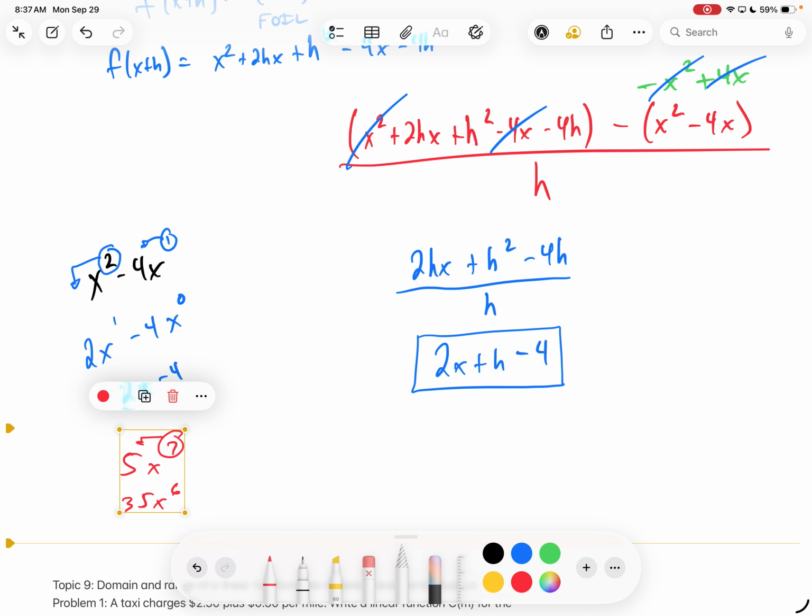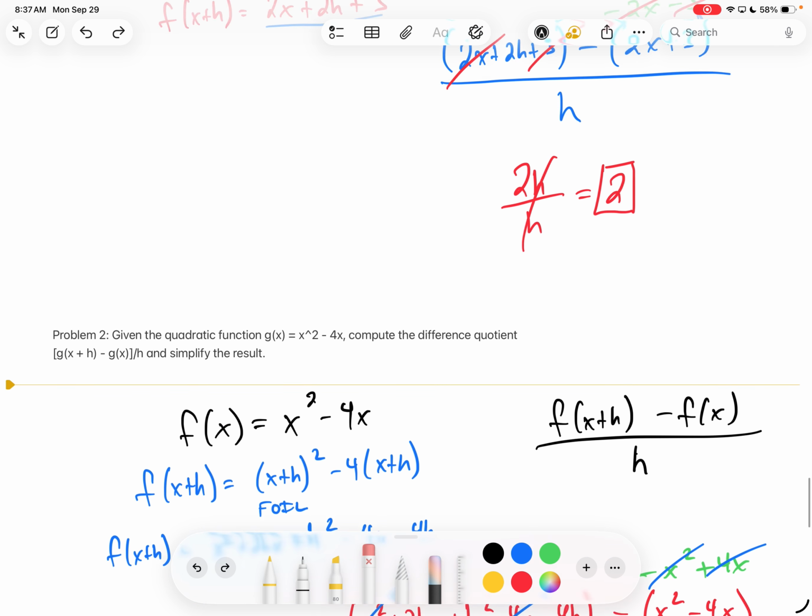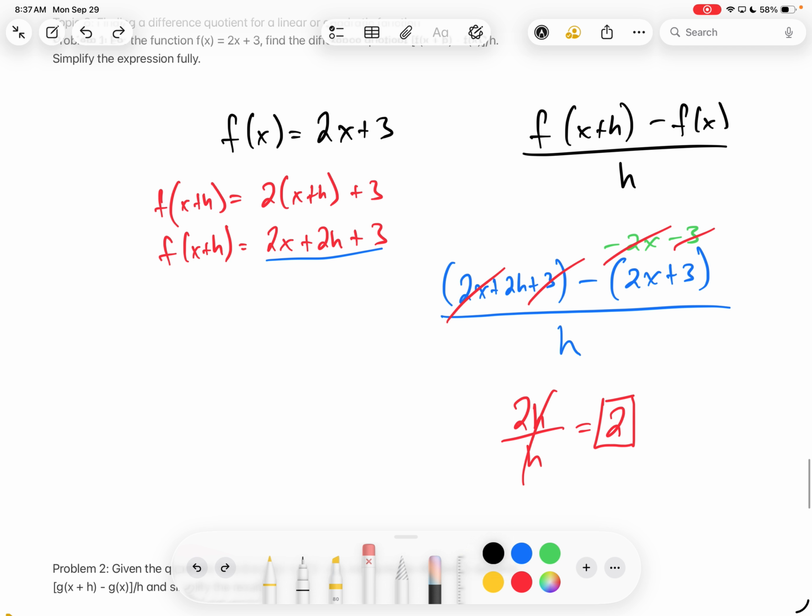Okay, I'm not going to go into too much more about derivatives, but if you notice, 2x minus 4, 2x minus 4, right? That plus h. I'll go up to this one real quick. Let's do this one real quick.